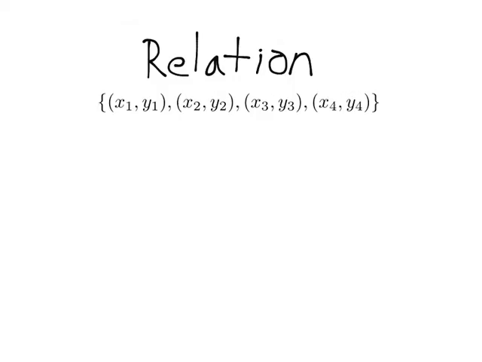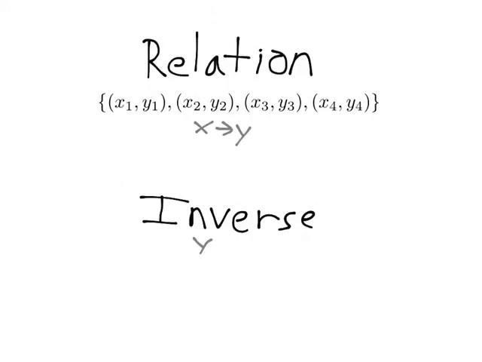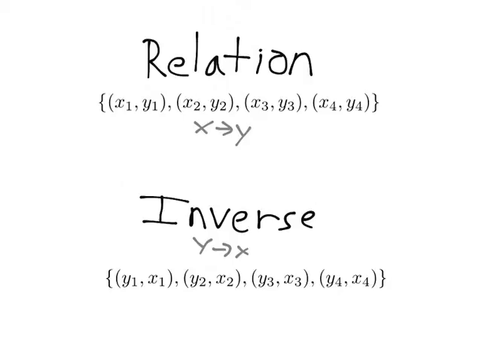A relation, here I show as a set of ordered pairs, also has an inverse. A relation takes x values and turns them into y values, but the inverse takes y values and turns them into x values. But it has to be the corresponding ones, which you'll see here. Where we had ordered pairs for the relation x then y, now for the inverse, the ordered pair starts with the y value and goes to the x value.